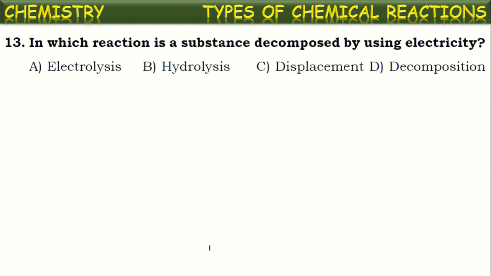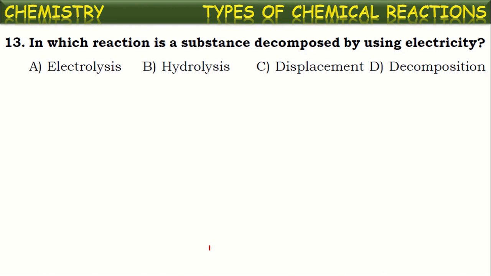Okay. Next, in which reaction is a substance decomposed by using electricity? Yes, decomposition reaction means, as we have seen in the earlier sessions, the chemical reactions in which a substance decomposes to form two or more simpler substances are called decomposition reactions. Those decompositions may be done by heating or by applying electricity or in the presence of light also. We have seen these three different kinds of decomposition reactions.